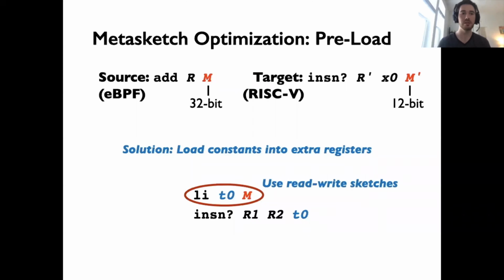This begs a question. How can JITsynth find these preload commands? The answer is by using read-write sketches. Specifically, JITsynth can search for a preload program that only uses instructions that read and write to registers. Using Rosette, JITsynth is able to find a program that moves the source constant into a particular temporary register, in this case T0.